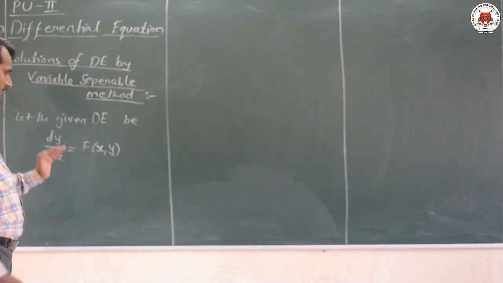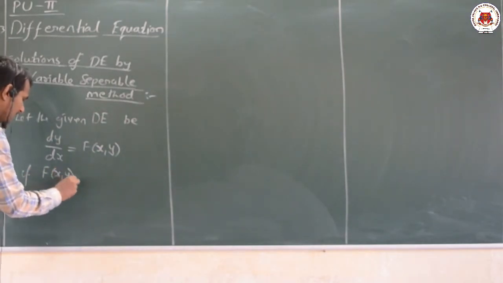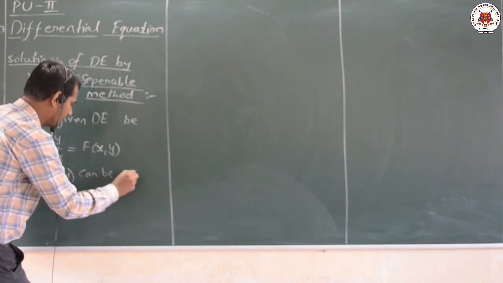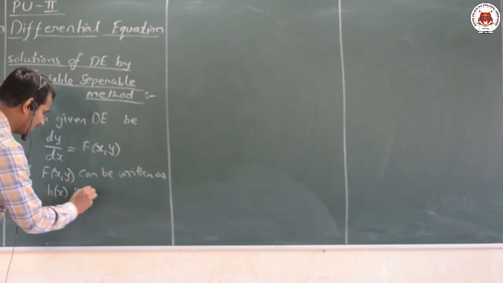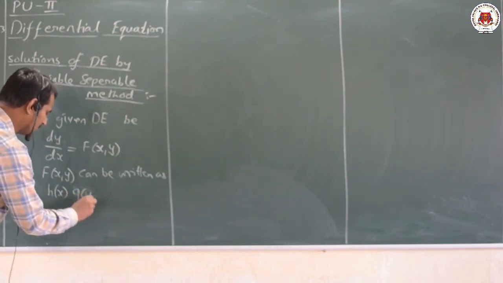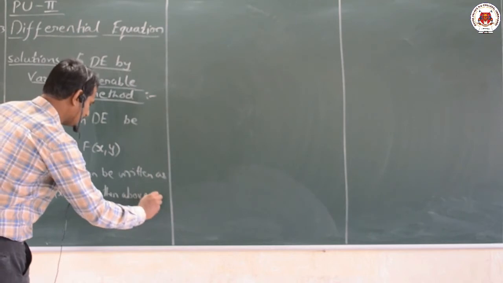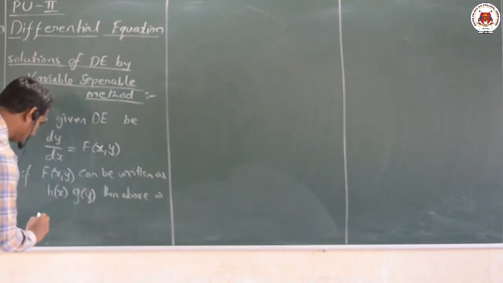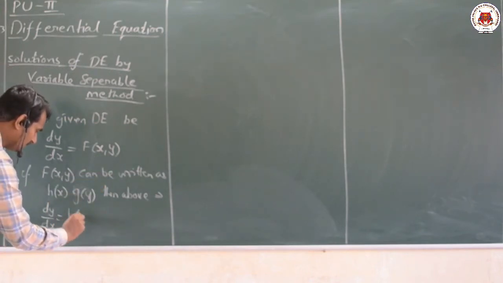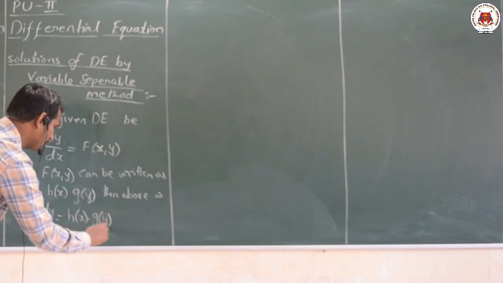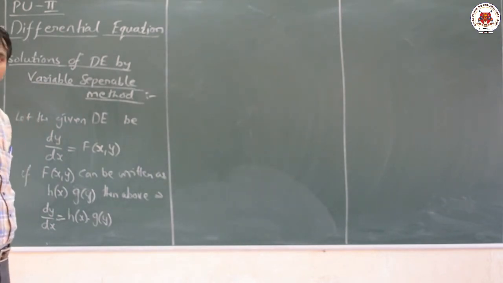Now let us see about this particular thing. Let the given differential equation be of the type: if f of x comma y can be written as h of x into g of y, then the above equation implies dy by dx equal to h of x into g of y. Now, what do we mean by variable separable method? That we shall discuss.